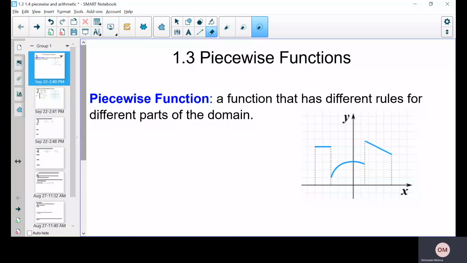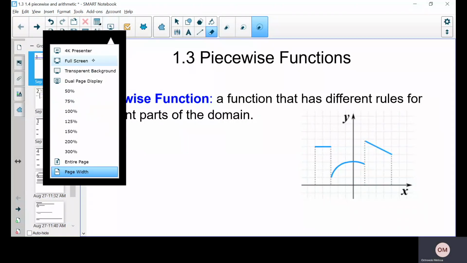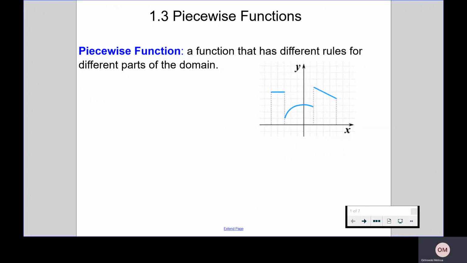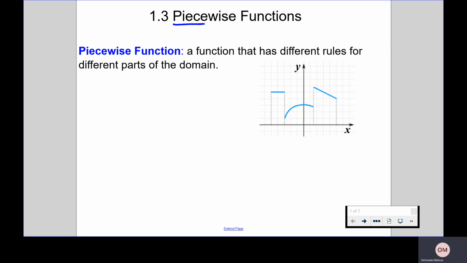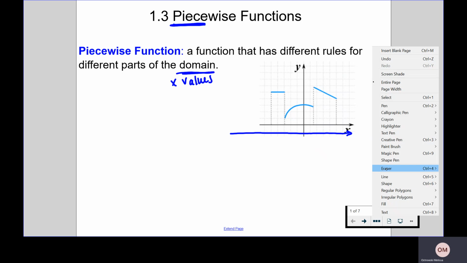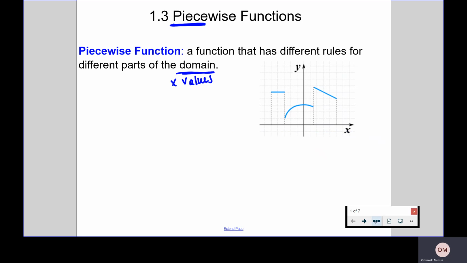All right, y'all. Let's see. So I have a piecewise function. Today we're talking about piecewise functions. Piecewise functions are functions made of pieces. So it says a function that has different rules for different parts of the domain. Domain, again, is x values. So as your x values change, as you move along your x-axis, the rules to follow, the functions, change.